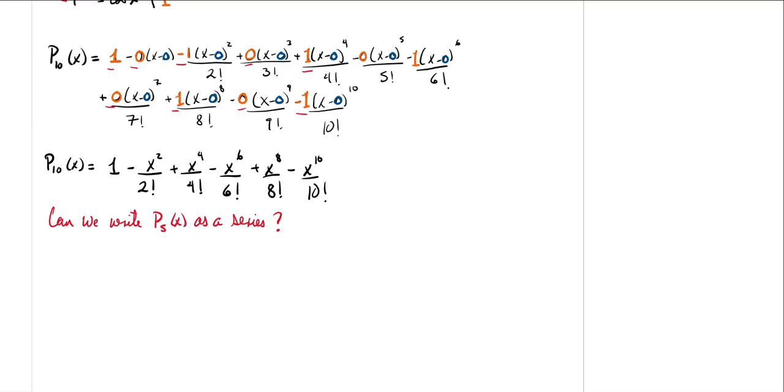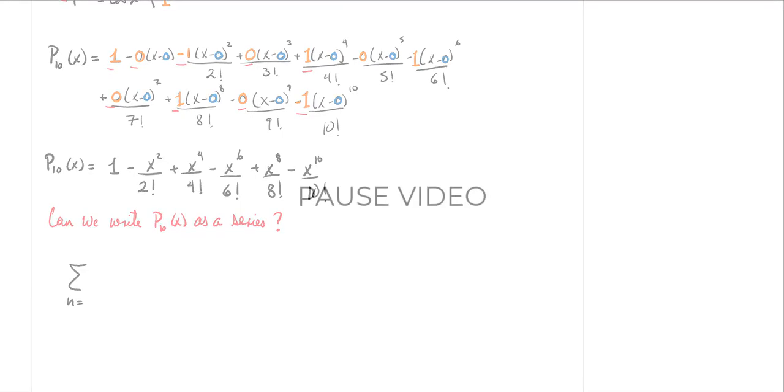So here's my question to you guys. Can we go ahead and write this one here as a series? There you go, it's P10. Okay, so for this one here, guys, I'm going to let you pause the video and give it a crack at this. What would be the representation for this polynomial as a series? It's going to be the sum as n goes from what to what of what general term? All right, guys, so pause the video, think about it, and when we come back, we're going to take a look at the answer.